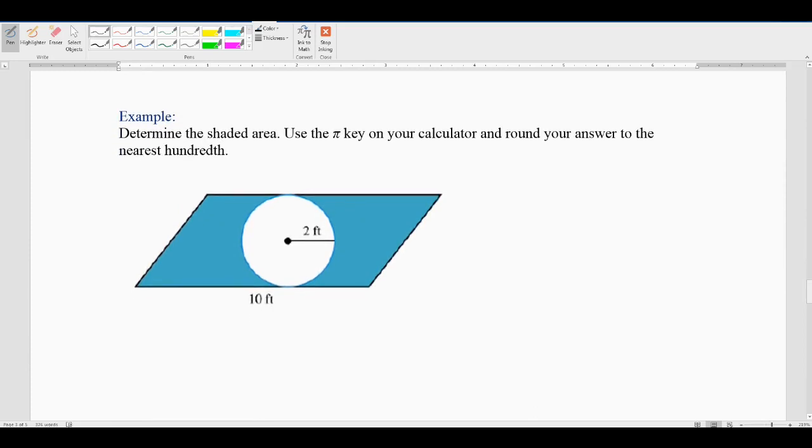Now here's a better example. Determine the shaded area. That means we want this, the blue stuff. We want the area of that. And we're given this whole length is 10, and then this is 2. So what that means is we need to find the area of this. Well, this is a parallelogram, just a circle inside of a parallelogram. The area of a circle is easy.